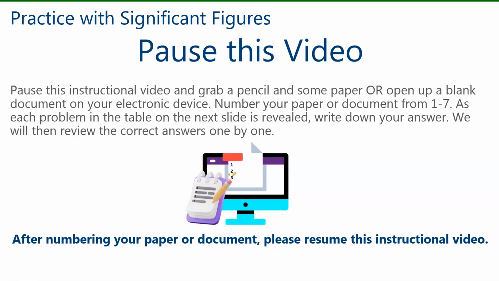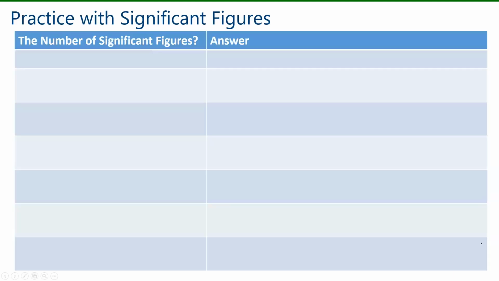Now it's time to pause this instructional video and grab a pencil and some paper, or open up a blank document on your electronic device. Number your paper or document from 1 to 7. As each problem in the table on the next slide is revealed, write down your answer. We will then review the correct answers one by one. After you've numbered your paper or document, please resume this instructional video. As each number in the table is revealed, determine the number of significant figures. Pause the video in between each number being revealed to write down your answer, and then resume the video so we can go over the answer together.